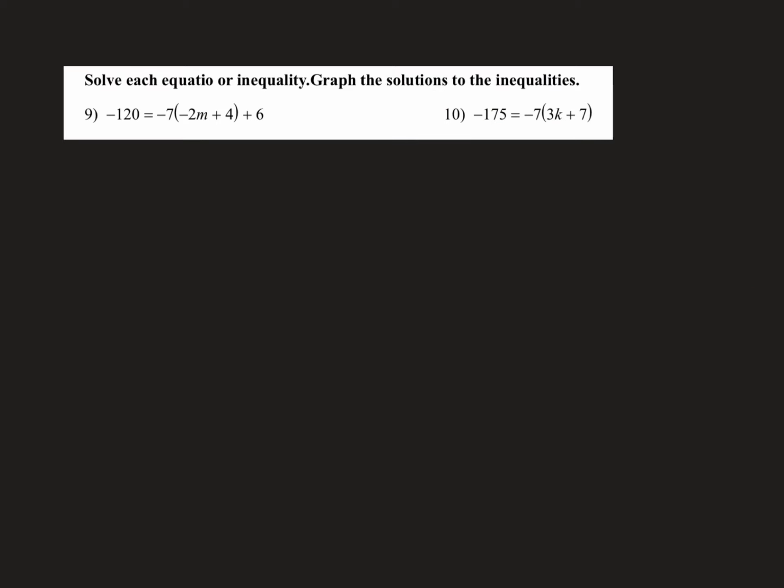Moving right along. Solve each equation. Oops, see that n missing? I bet it's missing on the assignment too. Solve each equation or inequality. Graph the solutions to the inequalities. Okay, so this is an equation.